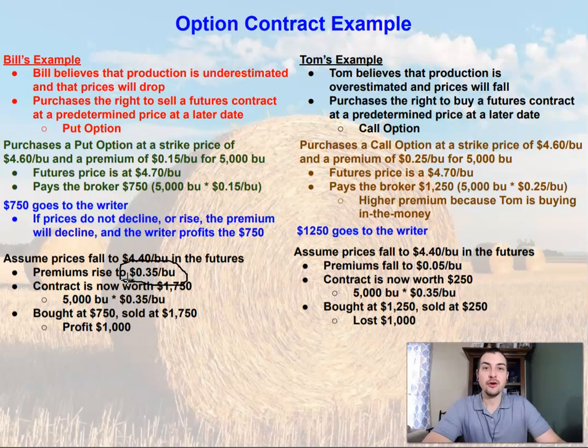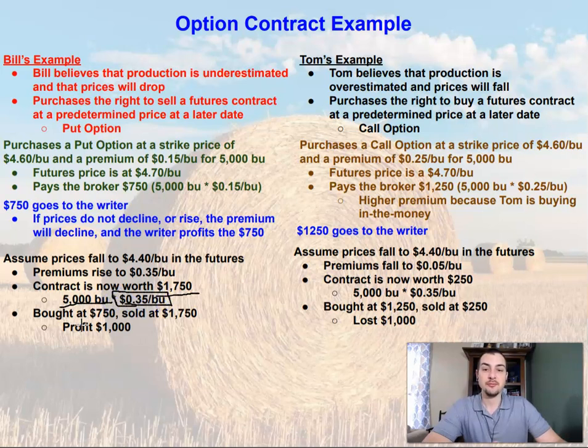Because he's further in the money. Before, he was out of the money whenever the futures price was above the underlying strike price. Now the futures price is below the underlying strike price. Bill is further in the money, so his premiums rise. So now that contract that he's already engaged in is worth $1,750. That's 5,000 bushels at 35 cents per bushel.